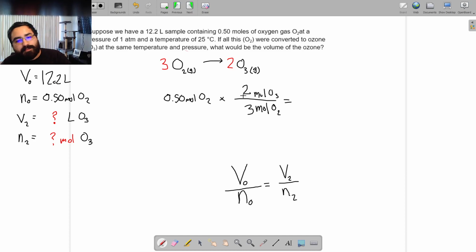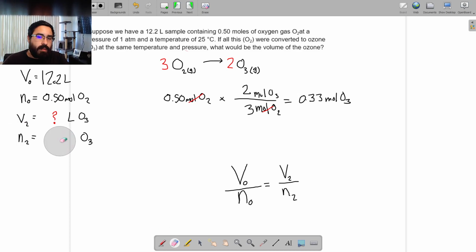Now, 0.5 times 2, that's 1. 1 divided by 3 is 0.33. And this is moles of O3. Take a look at our units. The moles of O2, they cancel. Only thing left, moles of O3. So now we have the moles of ozone. We have them here.